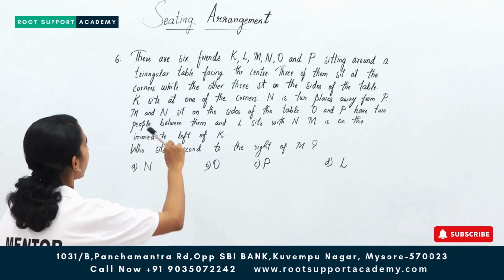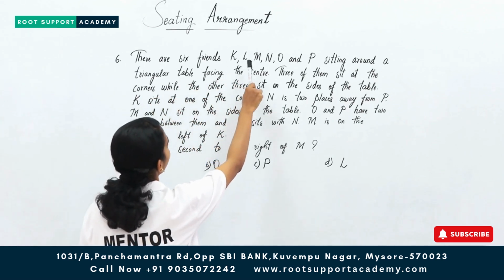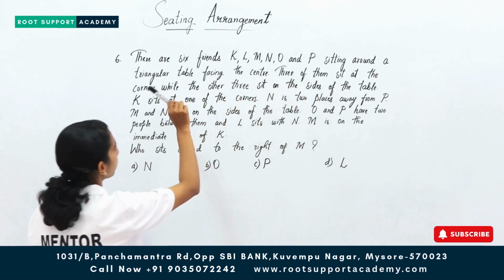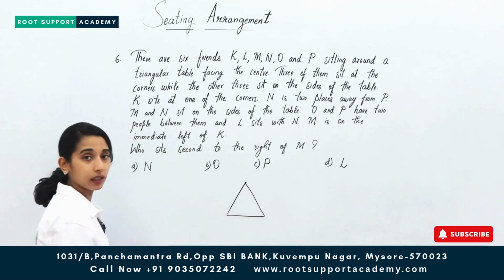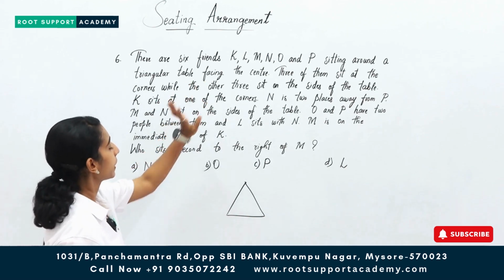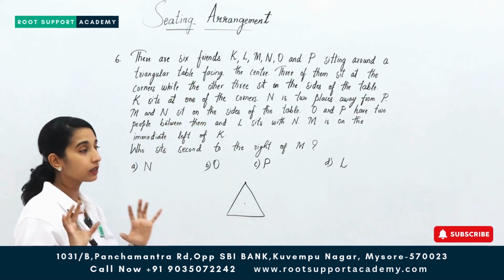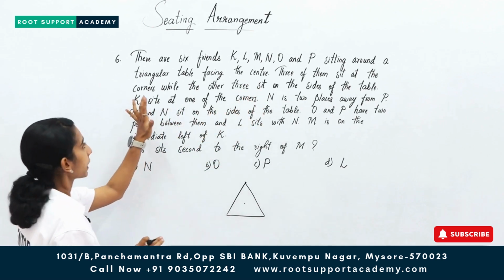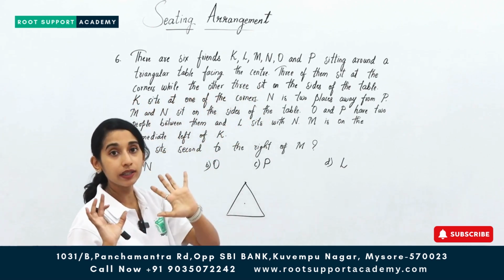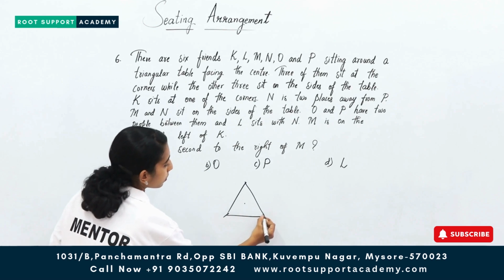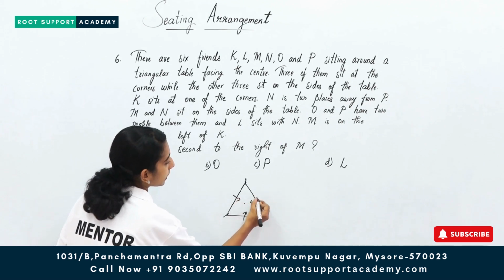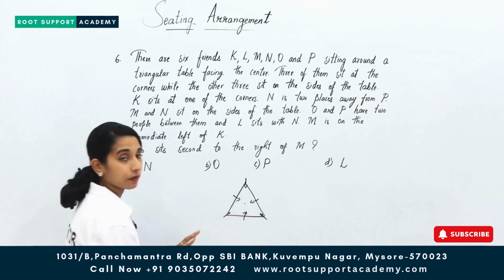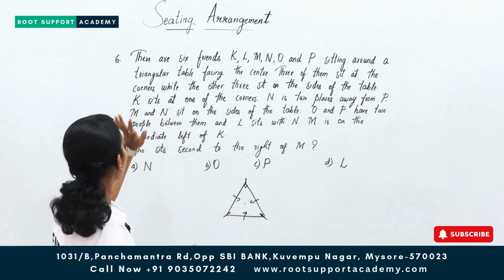Okay, so next question we have. There are 6 friends K, L, M, N, O and P sitting around a triangular table. It is a triangular arrangement. Okay, facing the center. Everybody is facing the center. 3 of them sit at the corners while other 3 sit on the sides of the table. Corners 1, 2, 3 and then sides only 3 and everybody is facing the center. Okay. After writing this arrangement, let us look at the question.